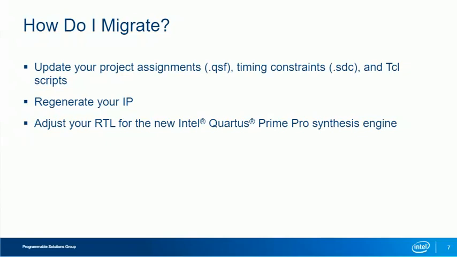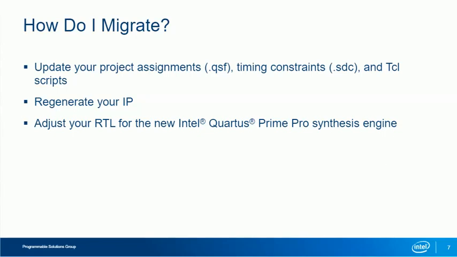Migrating an existing Intel Quartus project to the Quartus Prime Pro Edition consists of 3 main steps. First, you'll update project assignments and other related constraints and scripts, such as SDC timing constraints, to work correctly with the Pro Edition. Note that in most cases, you only need to open an existing project in the Pro Edition and recompile it for it to work. However, this first step may be necessary depending on how your project is set up.